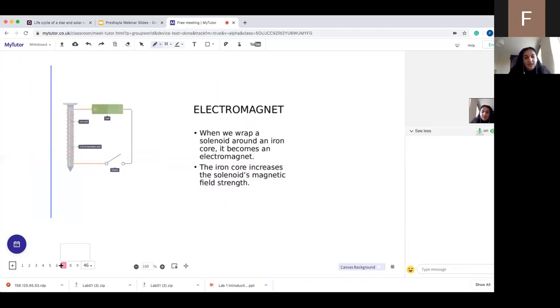Then we went on to look at an electromagnet. So this is when we wrap a solenoid, a coil of wire, around an iron core. Could be an iron nail, could just be an iron core. And it becomes an electromagnet. Now that electromagnet can be turned on and turned off. Can be demagnetized and magnetized. But it needs some sort of battery, some sort of power to make it magnetized. Okay, so the iron core is there to increase the solenoid's magnetic field strength.